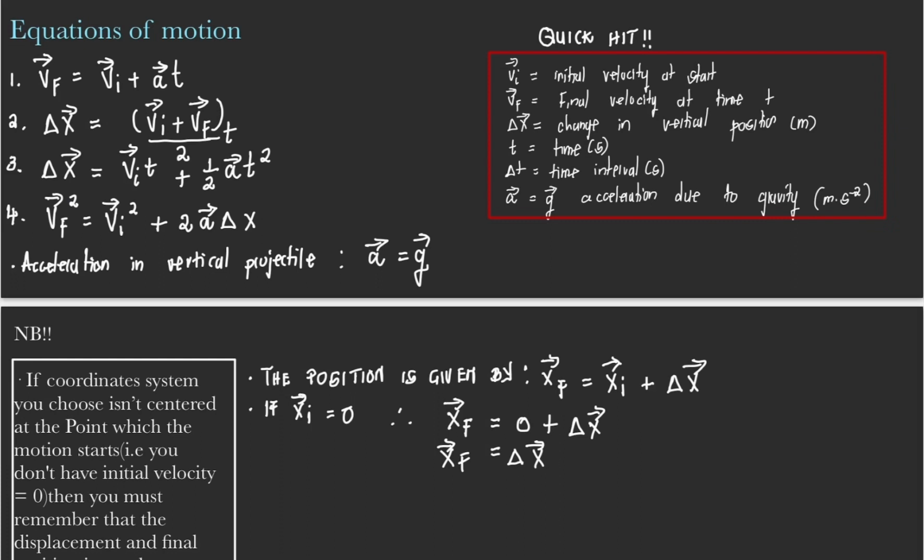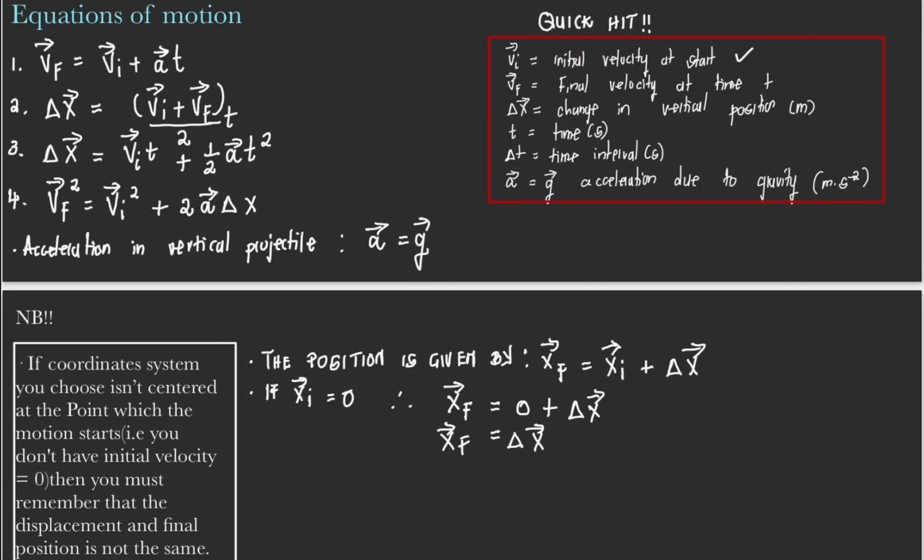So you have Vi. Vi in equations of motion indicates your initial velocity, and Vf indicates your final velocity. And then change in x is the change in vertical position in meters. So it's actually the distance. And t is time in seconds. And then change in time is a time interval, so you have the final time minus the initial time. So that's the time interval.